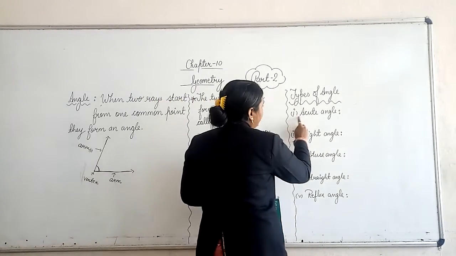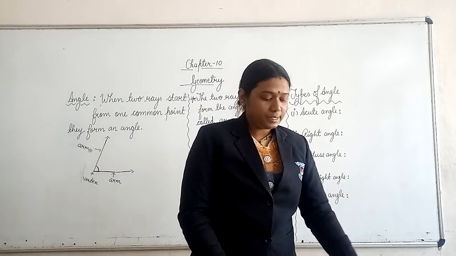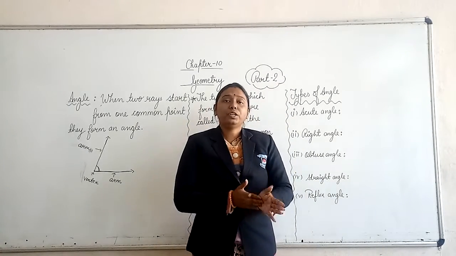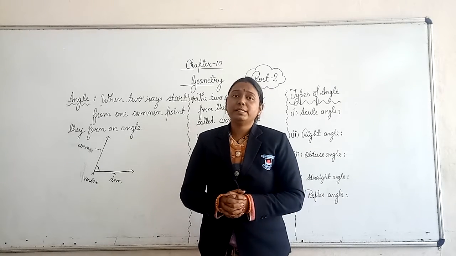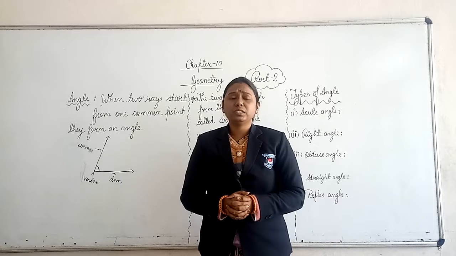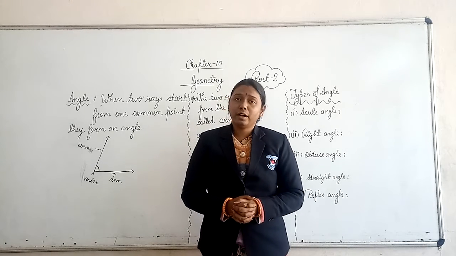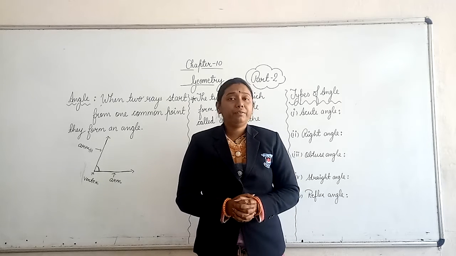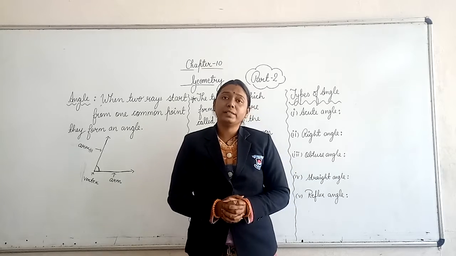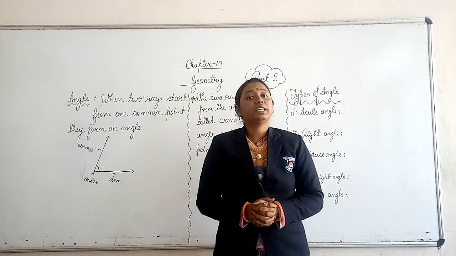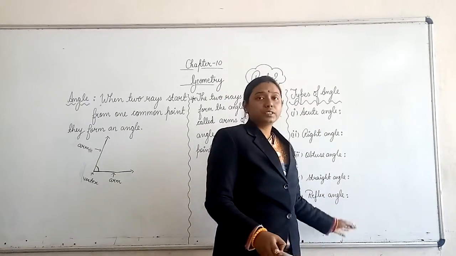Here, the very first type of angle is the acute angle. Now, what are acute angles? Listen children, we use different units to measure different things. If we are measuring length, we use units like meters, kilometers, centimeters. If we measure weight, we use units like grams, kilograms. But when we measure an angle, we use the unit degrees. So on the basis of degrees, we have this classification.